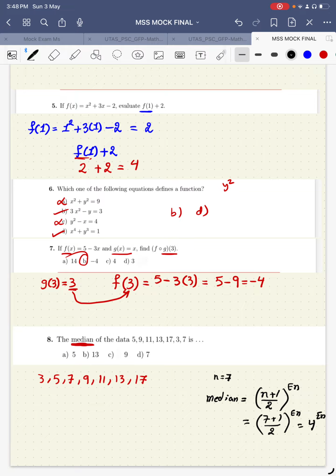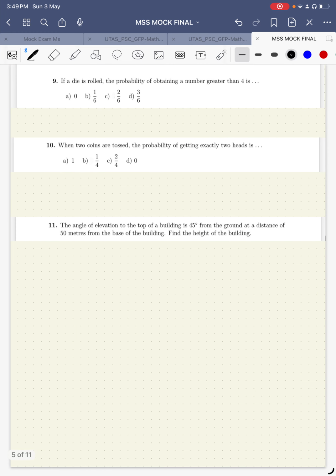What we mean by the 4th entry is that it is not the answer itself. I go back to my data and count the first entry, the second entry, the third entry, and the fourth entry. So my answer is 9. Where's 9? The letter C. Okay. Now let's go to question number 9.